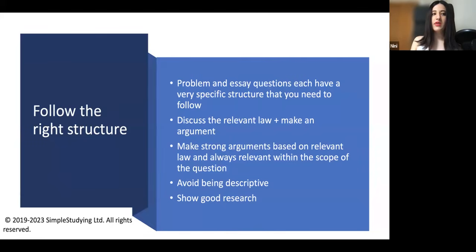So in this case, if your problem question is about misrepresentation, you should not be too descriptive and just say what misrepresentation is. That's not what the question is asking you. The question is asking you to apply the law to the facts of the case. So every time you discuss a legal principle or a case, you should be able to apply that to the facts of the case and make arguments. That's how you get a first class.